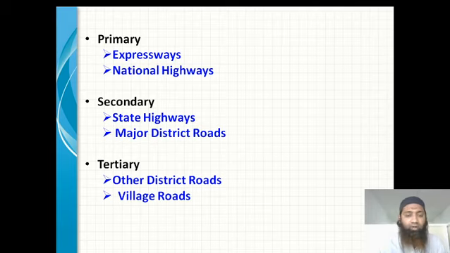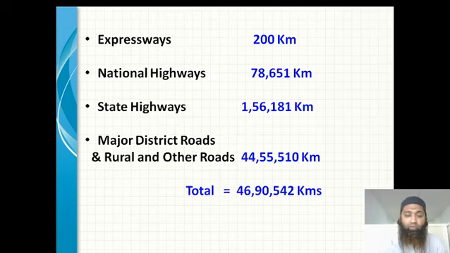We will be seeing on what basis the expressways, national highways and all the roads have been classified in the further slides. You can see here we have expressways. In India we have expressways of about 200 kilometers, national highways of about 78,651 kilometers, state highways of about 1,56,181 kilometers, and the rest, major district roads, rural and other roads, amount to about 44,55,510 kilometers. The total amount of roads in India is 46,90,542 kilometers, and they have been specified as these roads.